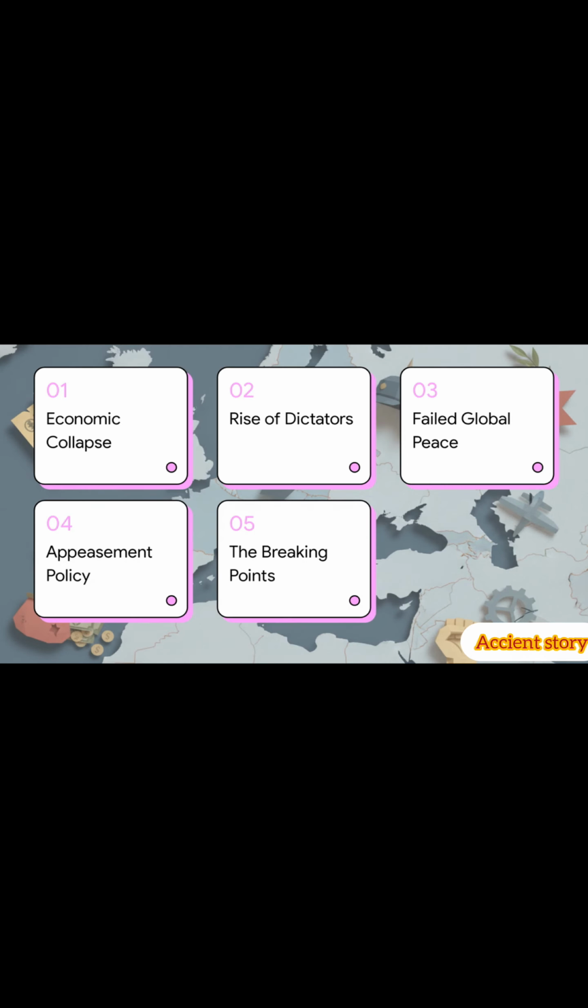Okay, let's dive into this. Here is our lesson plan blueprint for today so we can understand exactly how the world broke apart. 1. The global economic collapse. 2. The rise of aggressive dictators. 3. A failed global peace. 4. The policy of appeasement. And finally, 5. The breaking points.